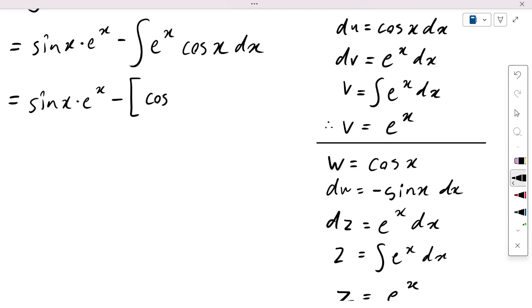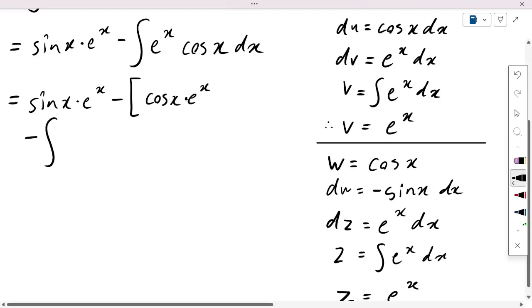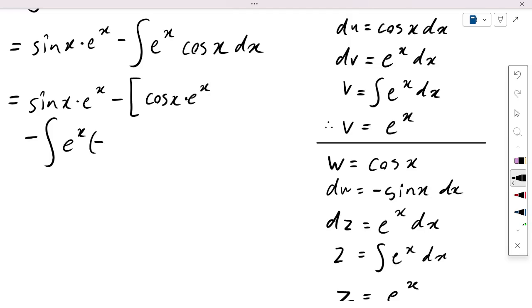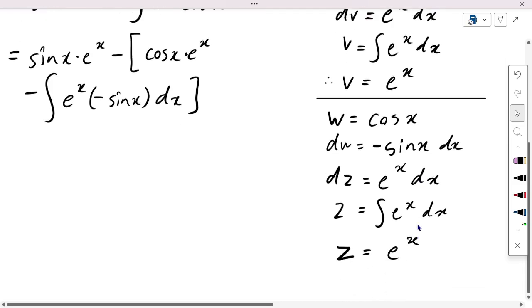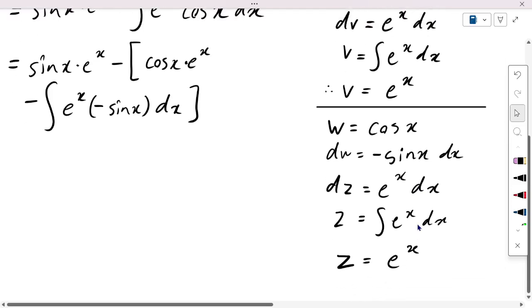It's going to be cosine of x multiplied by e to the power of x minus, I'm just going to write the minus here rather, the integral of z multiplied by dw. So z is equal to e to the power of x multiplied by dw, which is equal to negative sine of x with respect to x. Okay, so that's what we have, and then close the bracket. And hey, you're already going to see, do we need to do integration by parts over here? This is exactly what we're going to do together over here. But let's just continue, right?